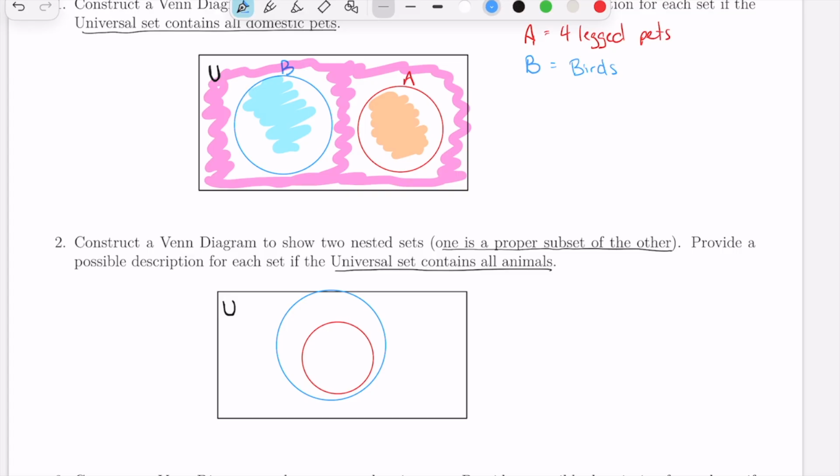You know, if we wanted to, again I'll call this one A and this one B. And we could then say that A is domestic pets. I know that might seem kind of boring since we just did it. There's a lot of different answers for this, and I would strongly encourage you to come up with your own and just see if you think they work or not.